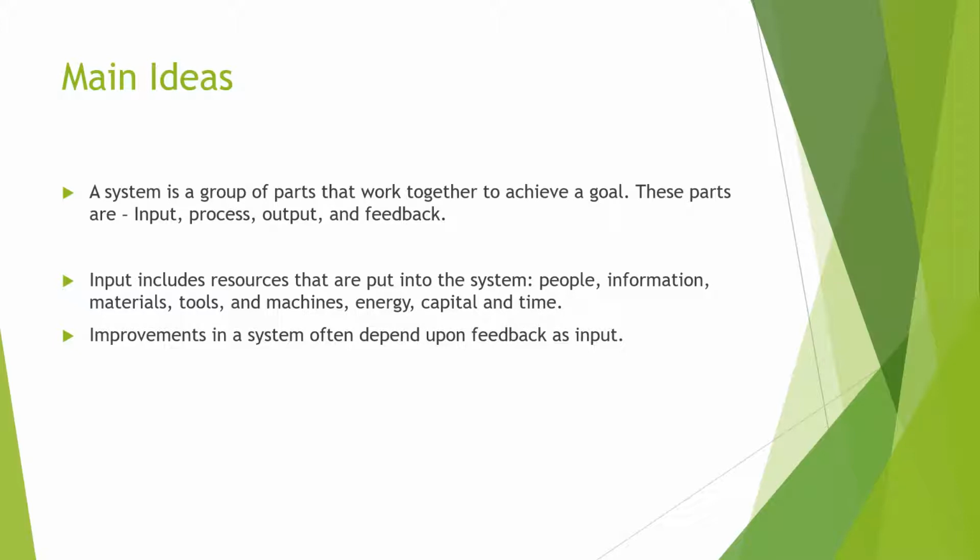Now let's review the main ideas about today's topic: technological systems. Regardless of the system, whether it's manufacturing, construction, biomedical, or communication system, it doesn't matter. They all have four major components. So a system is a group of parts that work together to achieve a goal. These are input, process, output, and feedback.